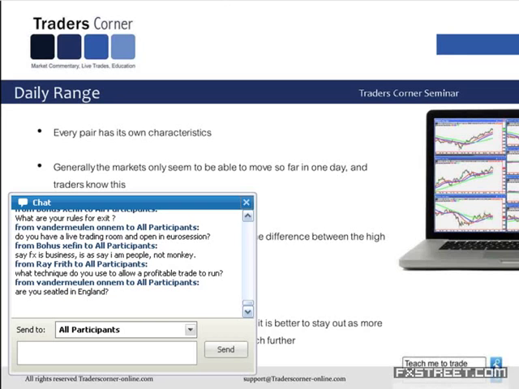What technique do I use to allow a profitable trade to run? I use my brother. We have very, very different trading styles. I'm more of a swing trader, so I'll take, you know, roughly a 1 or a 2 to 1 out of the trade, be happy with it, wait for the next trade to come. But my brother is someone who will hold a trade forever. So he's my primary trading stop technique.